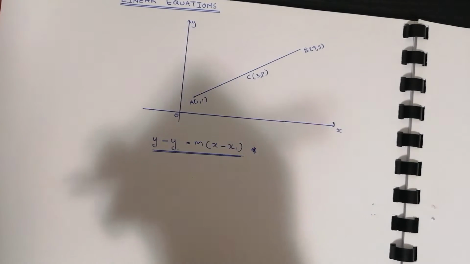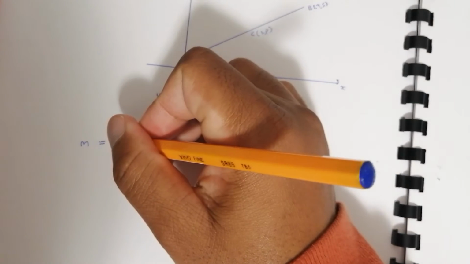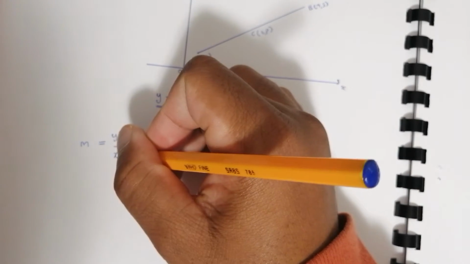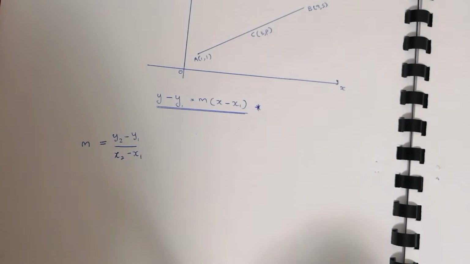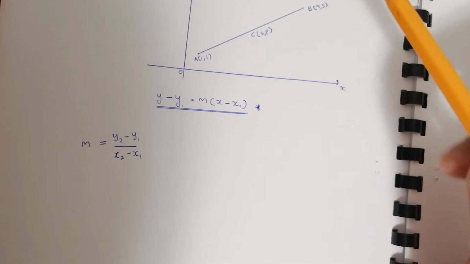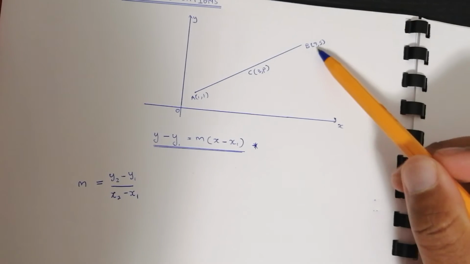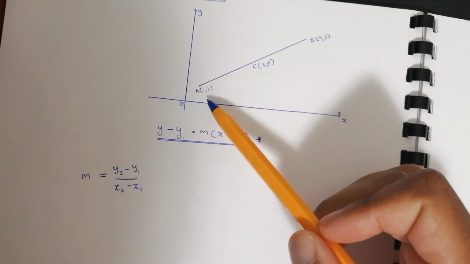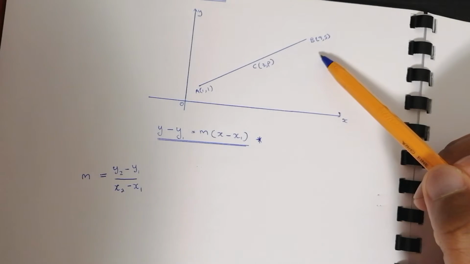Then to find the gradient, we use the formula m equals y2 minus y1 over x2 minus x1. So before we start substituting any points here, we need to have a mapping in our mind in terms of how we are going to map this out. We can use B as x2, y2 and A as x1, y1, or have A as x2, y2 and B as x1, y1.